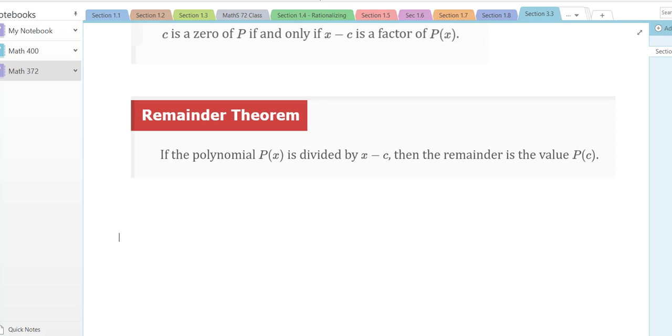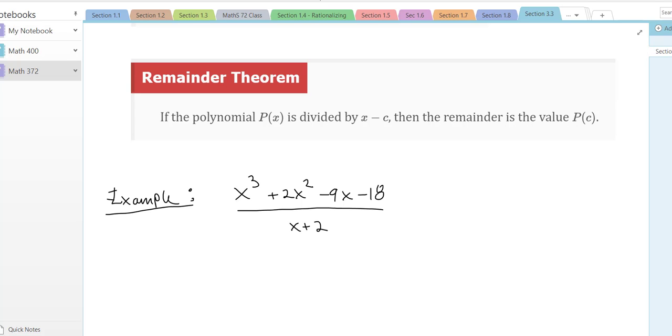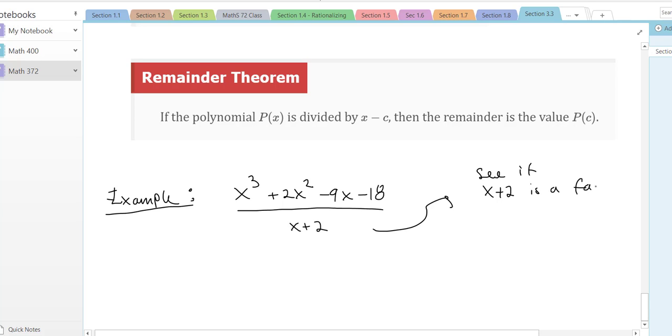So let's try another example. Okay, so for this example, thinking of synthetic division, what do I want to see if it's 0? I'm looking at the x plus 2. So I want to see if x minus 2, or sorry, x plus 2 is a factor of the dividend. If it is, that means that x equals negative 2 is a 0 of p of x, the dividend. So that's what we're trying to see.